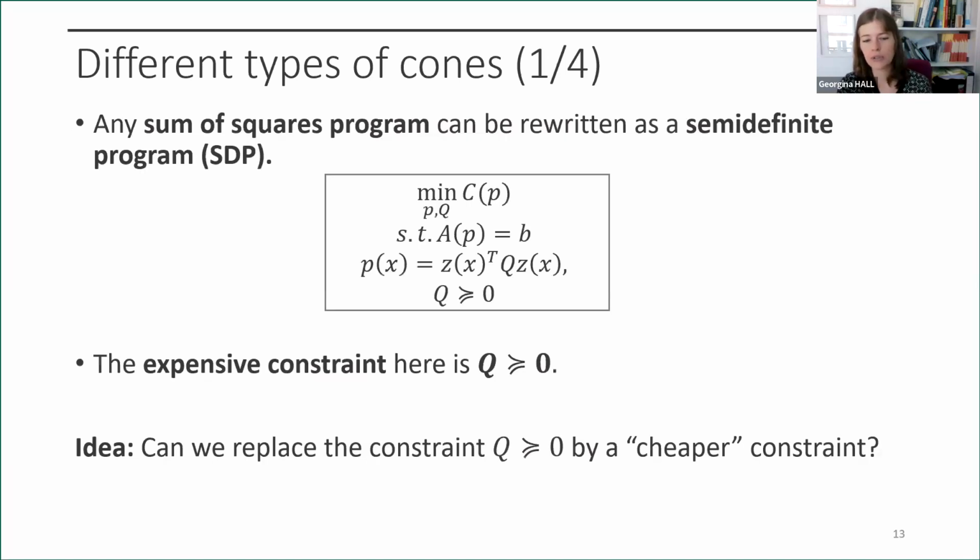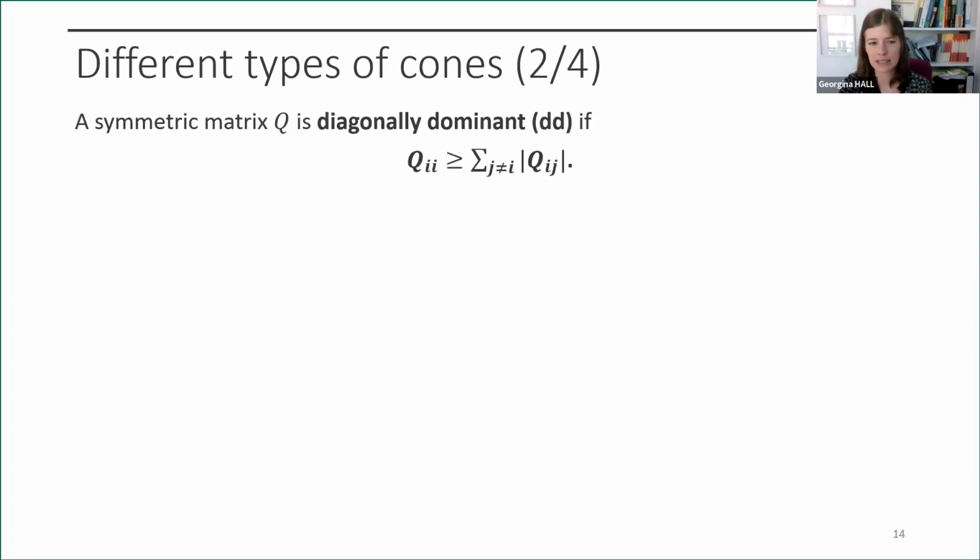And I'm going to introduce to you now two classes of matrices. The first class is the notion of diagonally dominant matrices. You may have heard of these matrices if you've done a matrix analysis course. We say that a symmetric matrix Q is diagonally dominant, and I'm going to refer to it as DD, if Q_ii is greater or equal to the sum for j different from i of the absolute value of Q_ij.